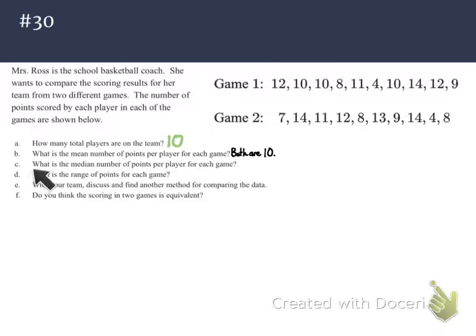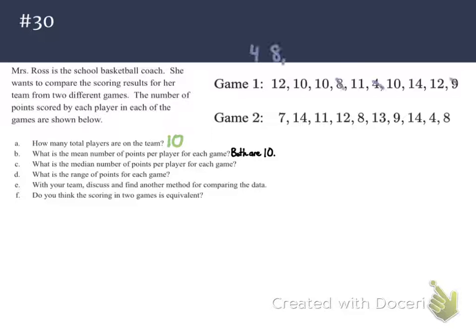Okay, moving on to letter C. It says, what is the median number of points per player for each game? So we have to find the median for game 1, and we have to find the median for game 2. Remember, before you start figuring out the median, you're going to have to organize these data points in order of least to greatest, or greatest to least. So if you haven't done that yet, do so now. Pause the video. If you have, proceed to check the work.